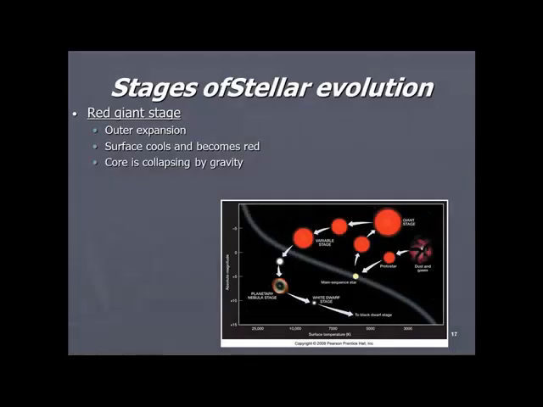Eventually, that outer expansion, that hydrogen burning, starts to happen and it outweighs the gravity that's pulling it in. This causes the surface to cool and start to become red. As it becomes red, that means that the temperature is decreasing. And also the core starts to collapse because now gravity is stronger because that outer expansion is not occurring as much.